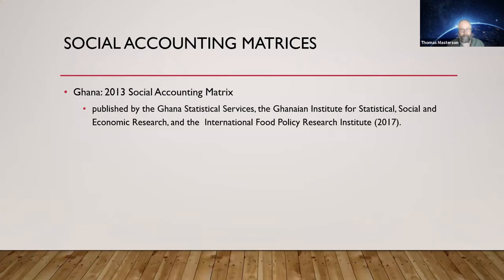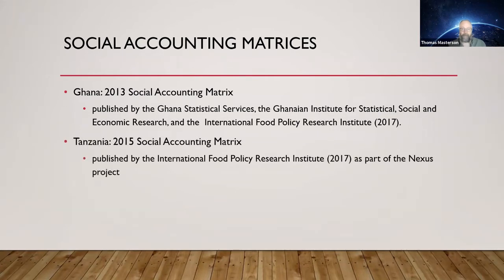And for Tanzania, there's a social accounting matrix for 2015, produced by IFPRI as part of the Nexus project, also published in 2017. So we have some fairly new social accounting matrices to work with, in terms of macro models. Each of them has about 50 or more industries, which means we're going to do some aggregation. We're going to take those 50 industries and crunch them into 8 and then add another one, which is the early childhood education.